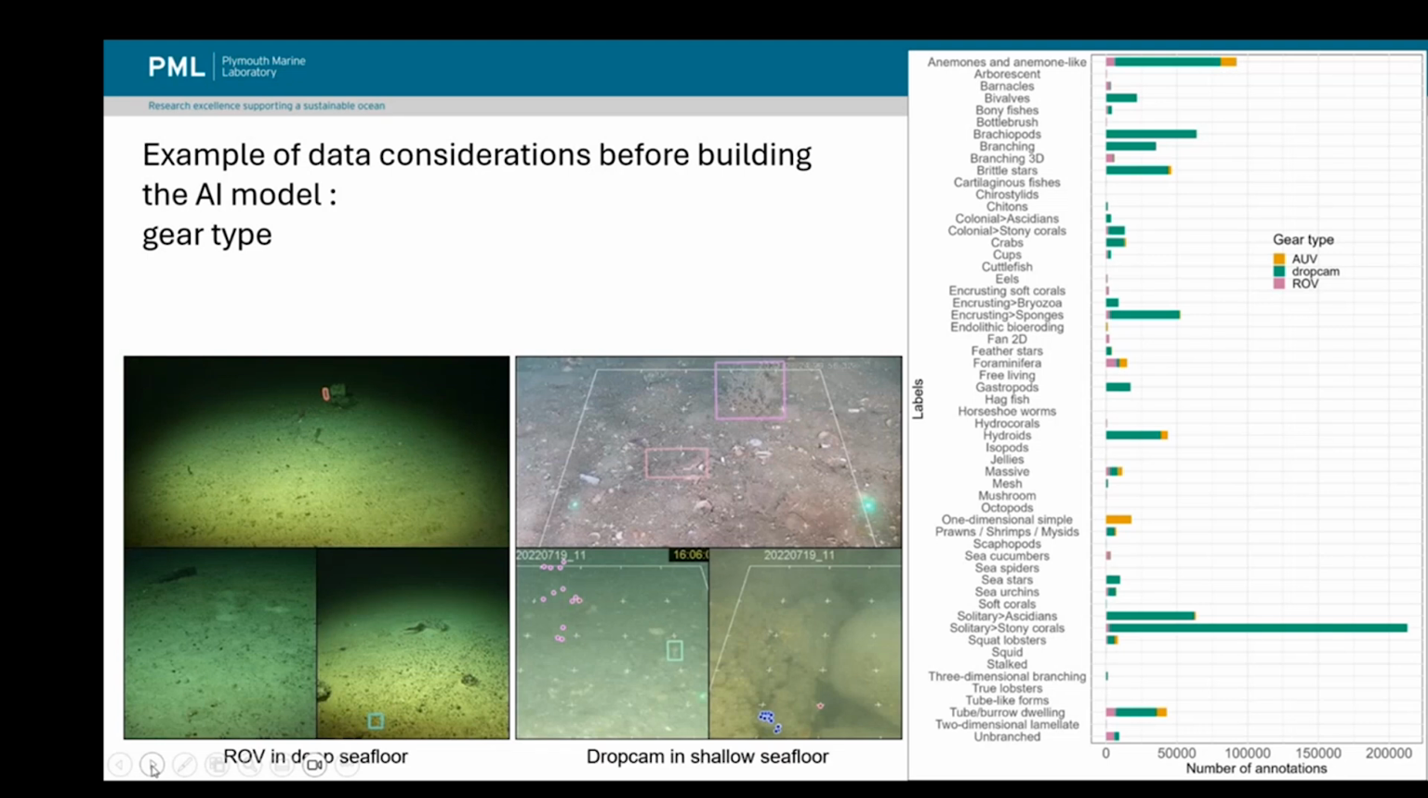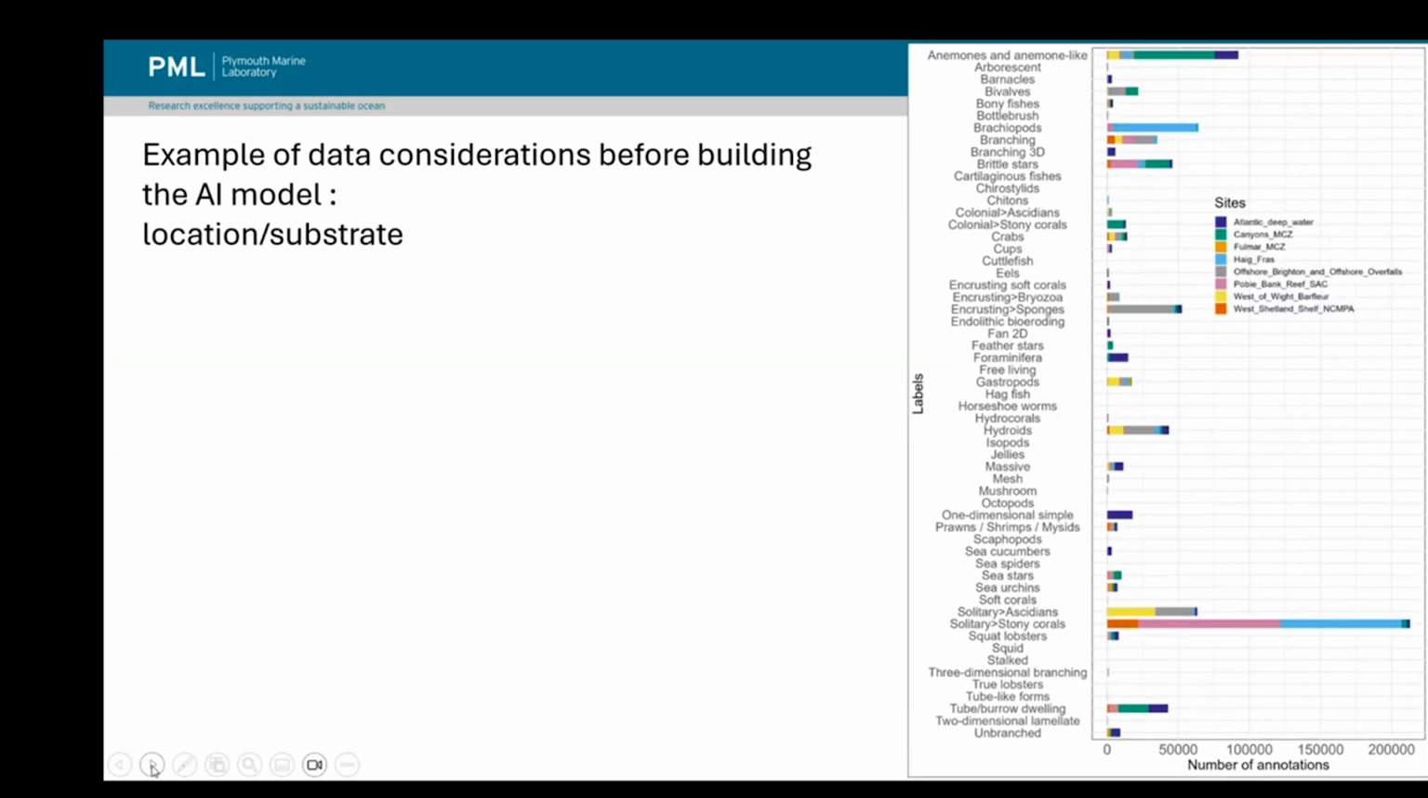So lots of difference in lighting as well, and water clarity. And then differences in location and also substrate type. So you can see here, broadly speaking, the different regions from which the data came. If you look, for example, at stony corals as a class, it's most of the way down that list. Most of the stony coral annotations came from Poby Bank and Hague Frath. And not many other sites.